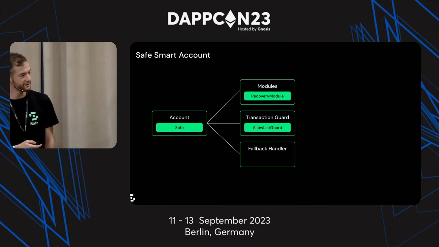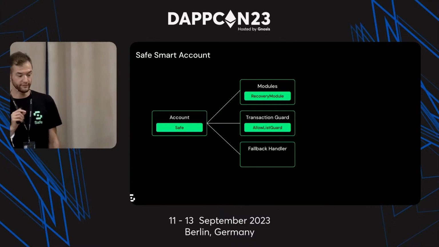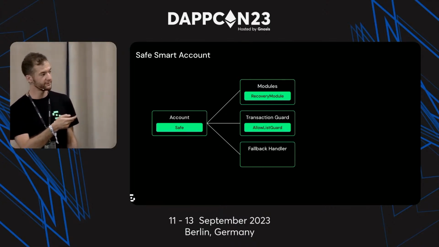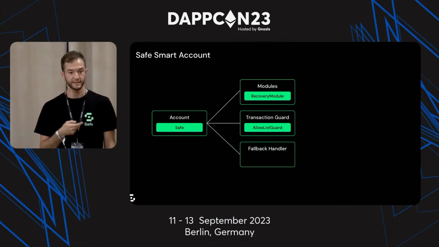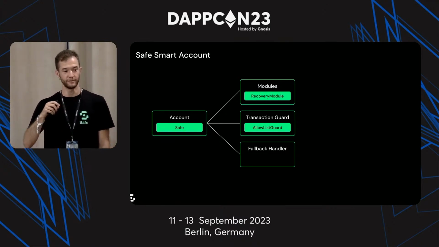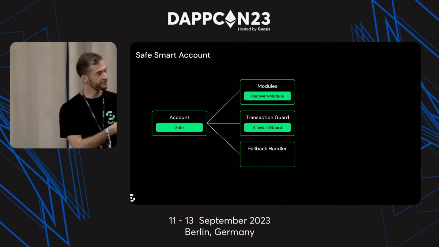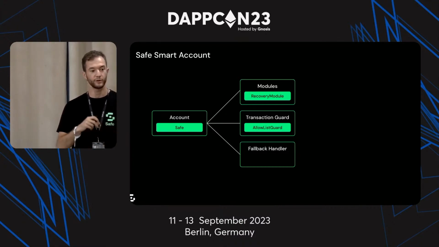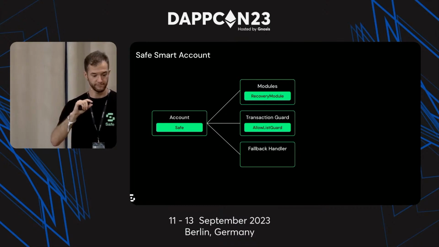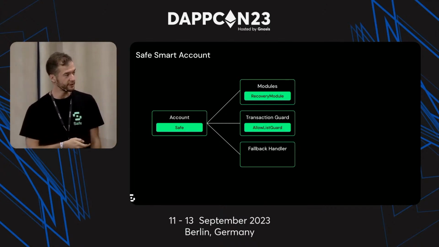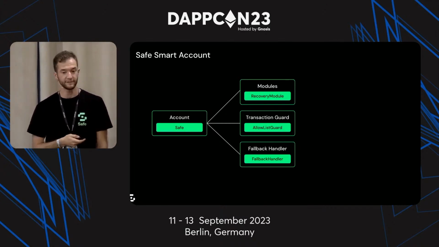And lastly, we have the fallback handler, which is a contract that can be enabled in the account and would handle all the calls to functions that don't exist in the main contract, but are implemented in the fallback handler. And this is very useful if new, for example, standards for tokens are implemented while you have already your account deployed. They require you to add new functions to the contract that you don't have them implemented, and you could do it that way. So this is how the Safe Smart Account looks.